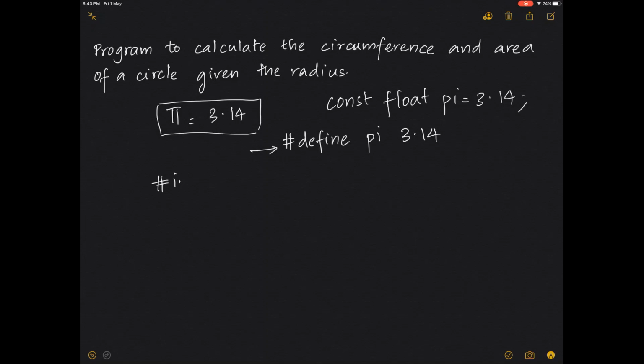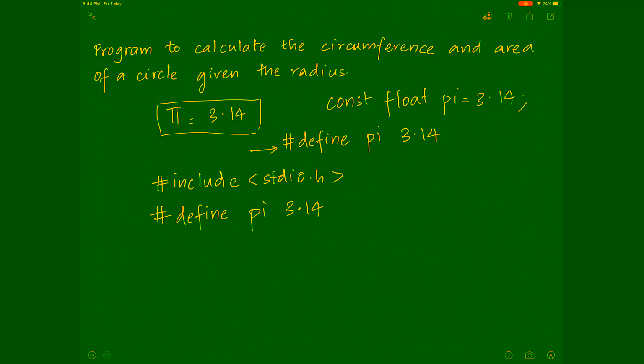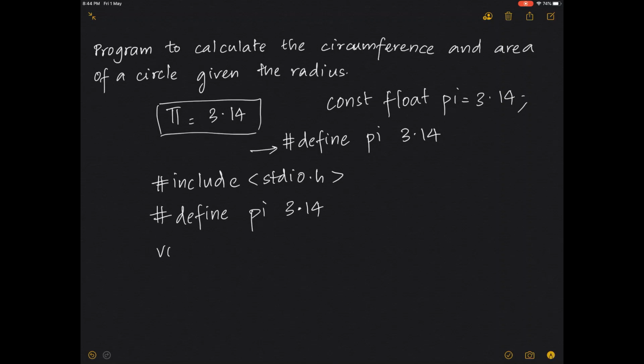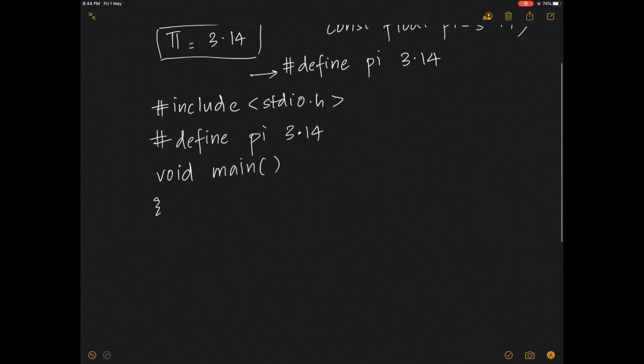So just for the preprocessor hash define, I will be writing the hash include as well. So hash include stdio.h. Below that, write hash define pi 3.14. You can include more digits after the decimal point. It's clearly your choice. So go ahead with void main or int main, whatever format your compiler has already written.